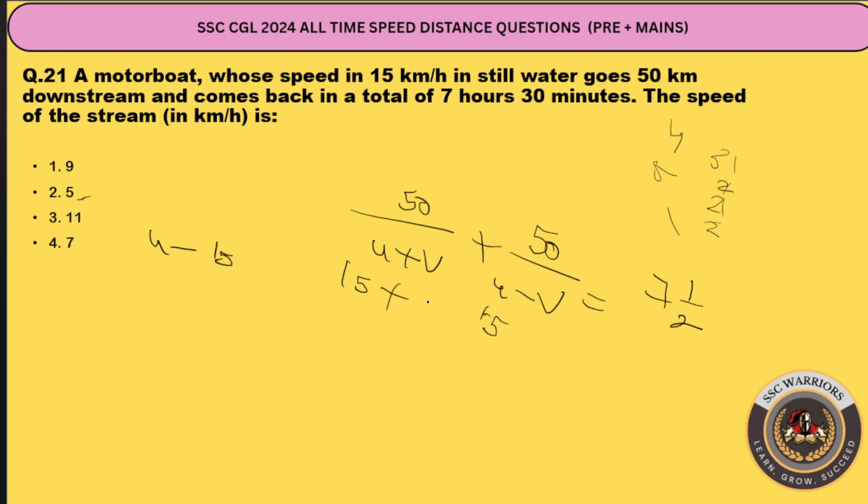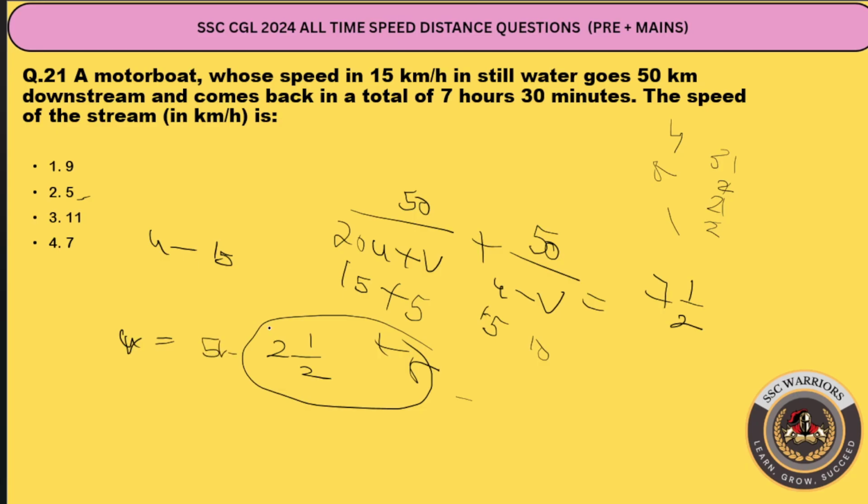Let v be 5. So 15 plus 5 is what? 20. 50 by 20 is what? 2.5 hours. And 15 minus 5 is what? 10, and 50 by 10 is 5. So it fits the first option. 5 plus 2.5 is 7.5 hours. So the speed of the stream will be 5 km per hour.